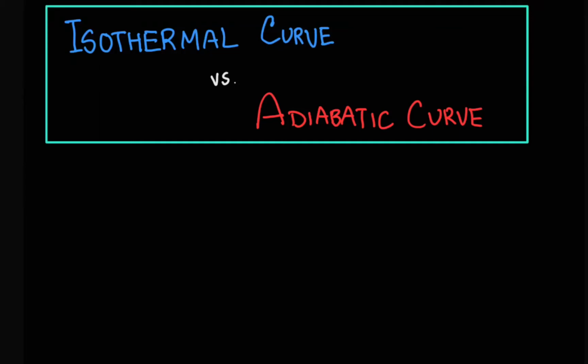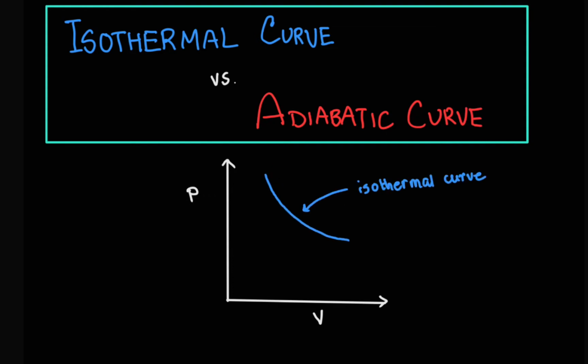If you look at the PV diagram of an isothermal curve, you will see that it is kind of like this. And if you look at the PV diagram of an adiabatic curve, you will see that it is like this. Notice the difference? Well, of course you do. It is clear that an adiabatic curve is much steeper than an isothermal curve.